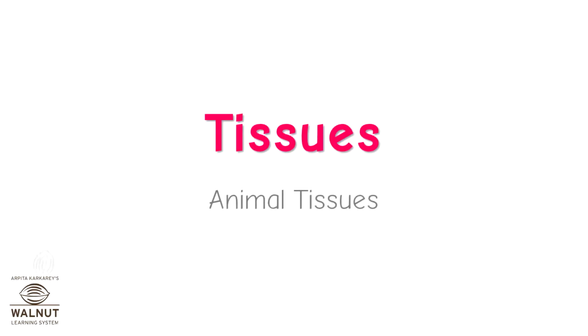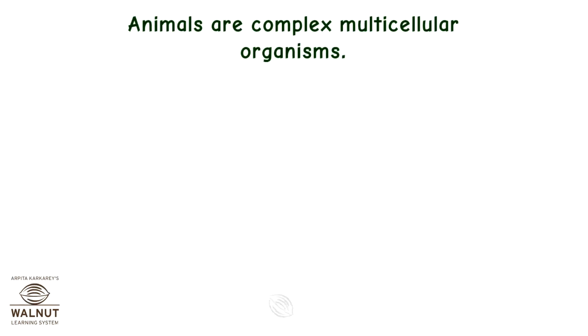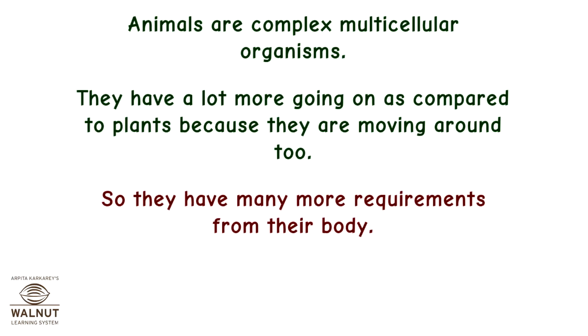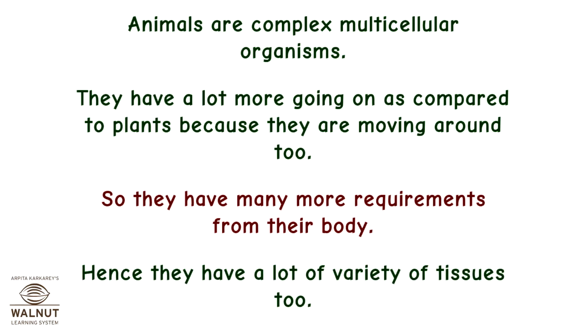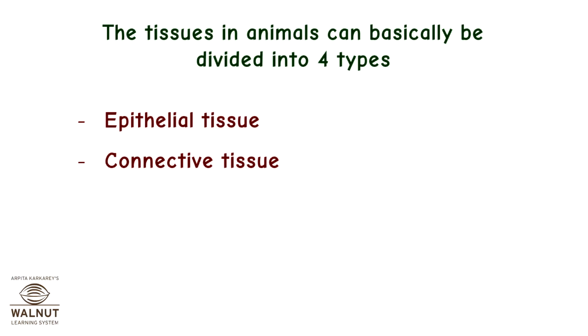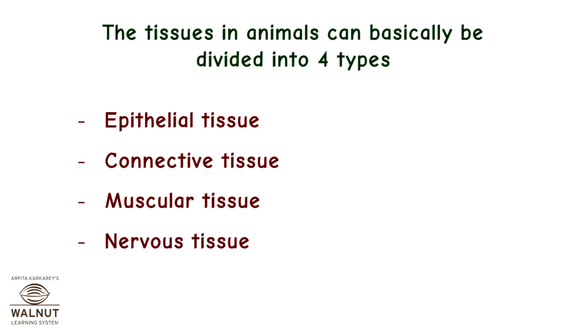Tissues. Animal tissues. Animals are complex, multicellular organisms. They have a lot more going on as compared to plants because they are moving around too. So, they have many more requirements from their body. Hence, they have a lot of variety of tissues too. The tissues in animals can basically be divided into 4 types: epithelial tissue, connective tissue, muscular tissue, and nervous tissue.